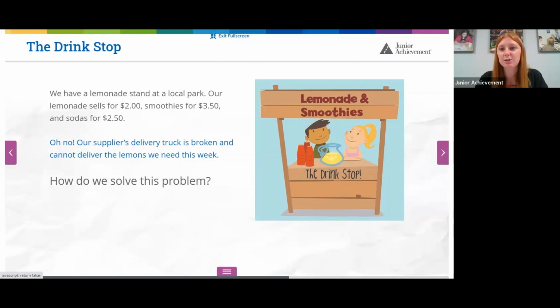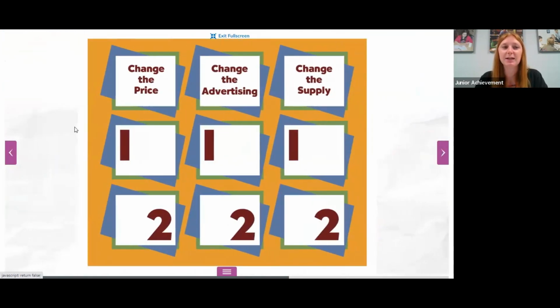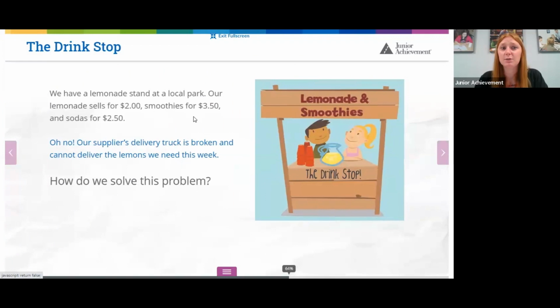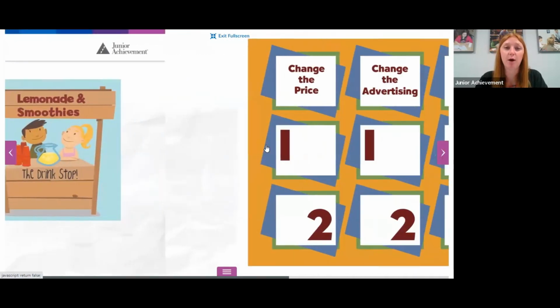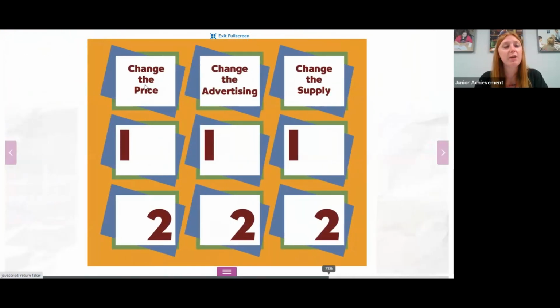But what I like to do is make it kind of a challenge and kind of like a game show. I would split the students into two groups, group 1 and group 2. And we would talk about how if we have to change the price, what does that look like? So our lemonade stand, our truck broke down and we cannot get lemonade. So how are we going to solve this problem? So then we'd go to change the price. So we could change the price.